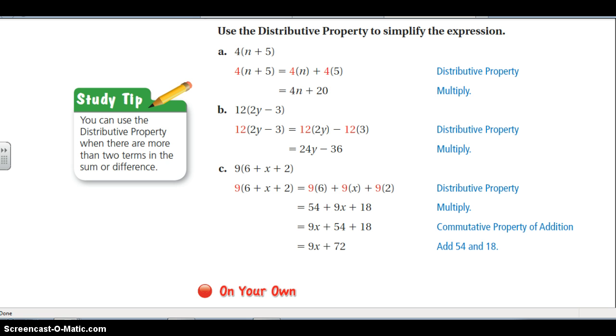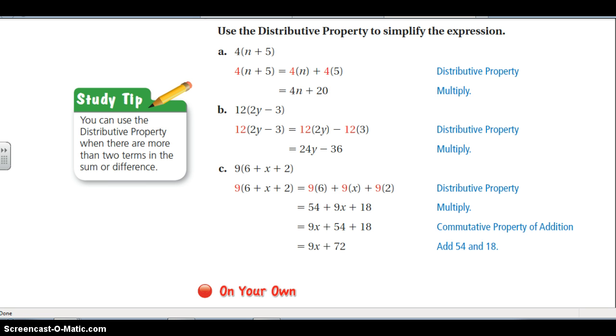B, please write 12, and then in parentheses, 2y minus 3. Here you have 12, and then it's times 2y, so you put 2y in parentheses because the 12 next to the parentheses means times, and then you subtract 12 times 3. So your answer would be 24y, that's 12 times 2, and then the y, minus 36, which is 12 times 3.